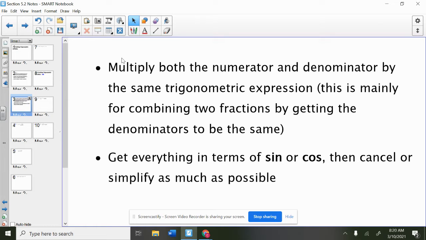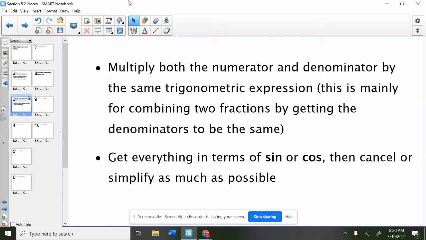Multiply both the numerator and the denominator by the same trigonometric expression. This is mainly for combining two fractions. We've done a lot of dividing and multiplying by fractions, but a reminder, you're going to have a lot more of adding and subtracting. It has to have a common denominator for you to be able to do that. So that's where you have to multiply the top and bottom of one of the fractions.